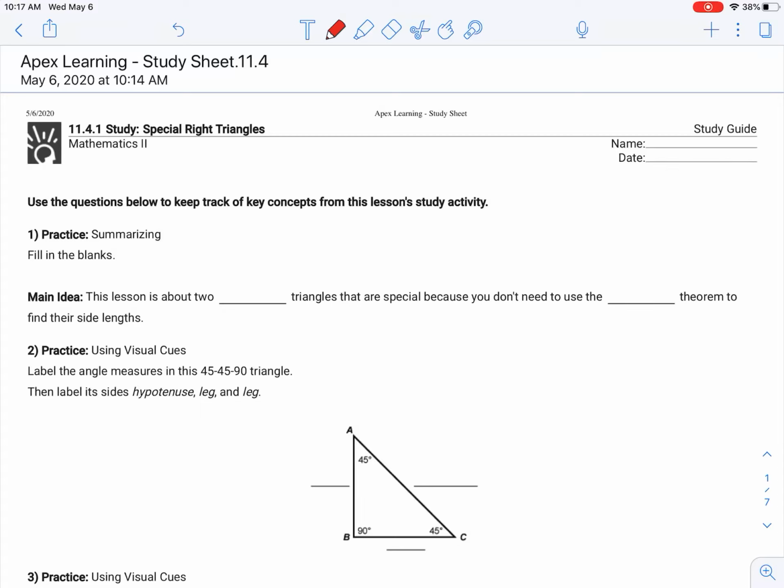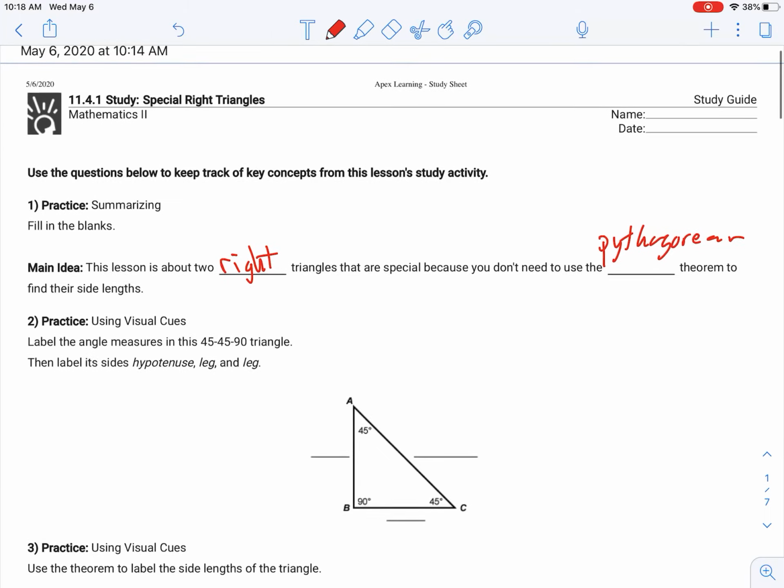Okay, here's the 11.4 study guide. The main idea of this lesson is about right triangles that are special because you don't need to use the Pythagorean theorem to find their side lengths, practicing visual cues.